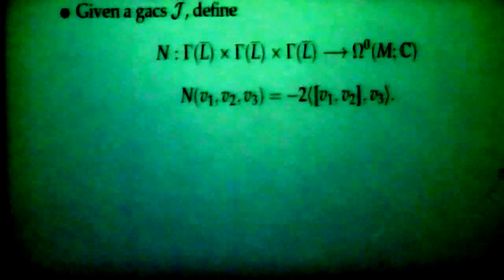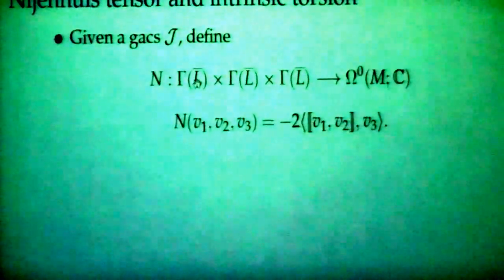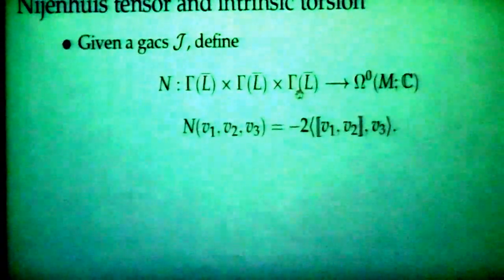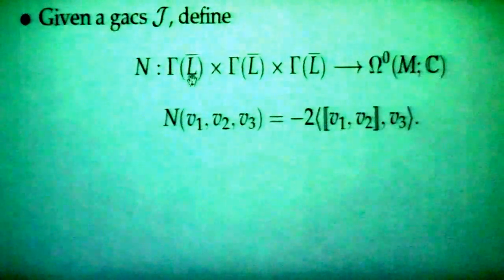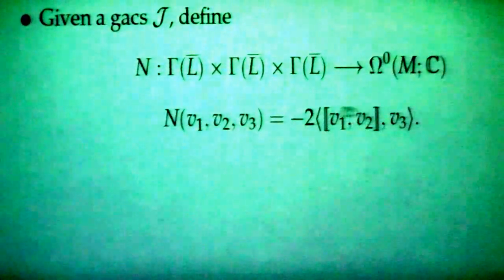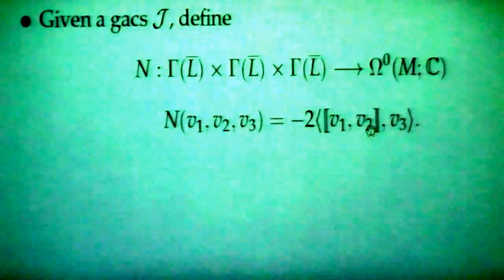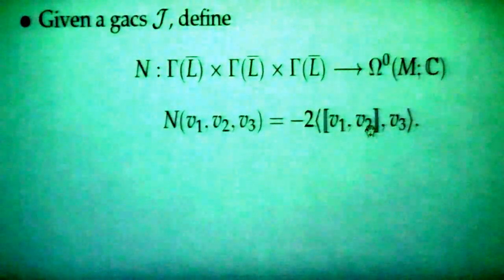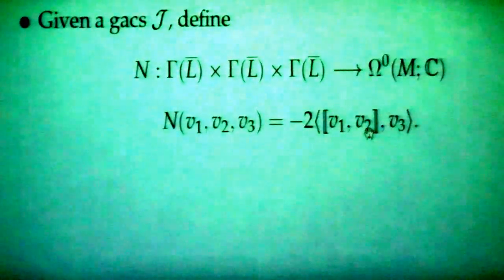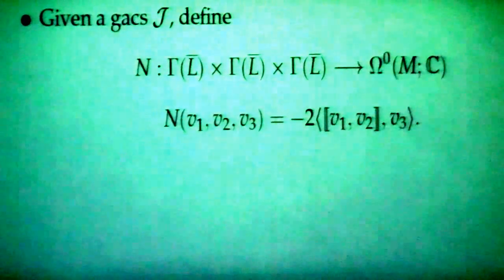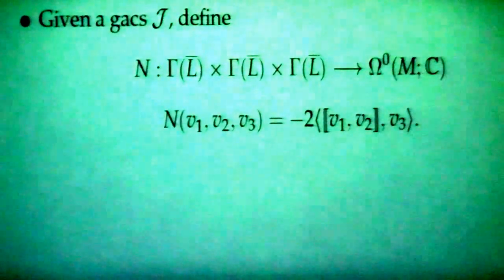So you can just define it somewhat similar to the usual one. I have just done a little tweak. If you give me three sections of L bar, the minus i eigenspace of J, you can take the bracket of two of them and pair with a third. Normally you define the Nijenhuis tensor as just the L component of this bracket. You don't pair with a third thing. You just say that for the Nijenhuis tensor, you pick two elements in the minus i eigenbundle, you bracket them, and you take the (1,0) component.